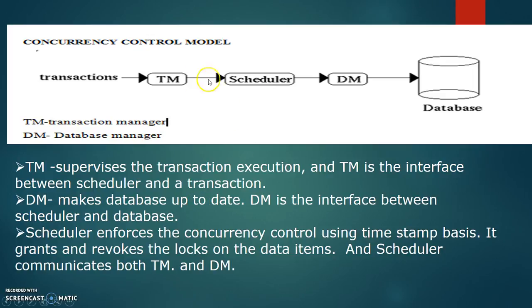Concurrency control model. In this model, the transactions are passed to the transaction manager, which then goes to the scheduler. The scheduler enforces the concurrency control using a timestamp basis. It grants and revokes the locks on data items. And the scheduler communicates with both the transaction manager as well as the database manager. The transaction manager supervises the transaction execution and is the interface between the transaction and the scheduler. Coming to the database manager, it makes the database up to date. It is the interface between the scheduler and the database.